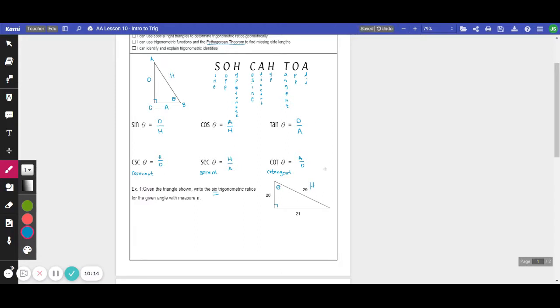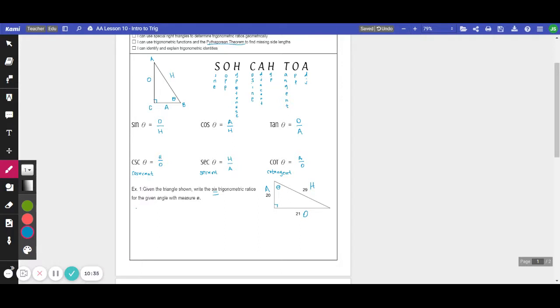Now we need to decide adjacent and opposite. So here you are. You're at a triangular lunch table. Who's sitting opposite you? Opposite you is over here at the 21. So this is the opposite side. 20 is next to you. He's your neighbor. 20 is adjacent.